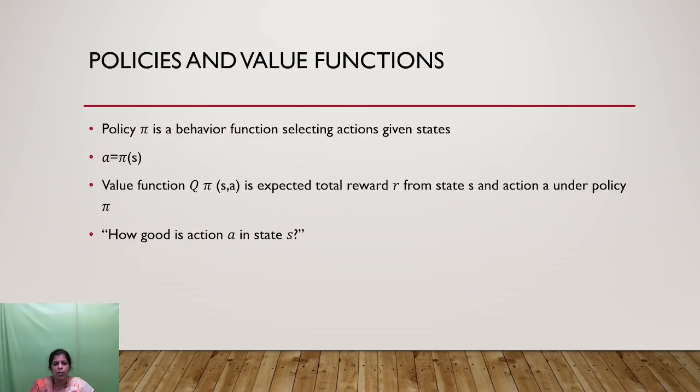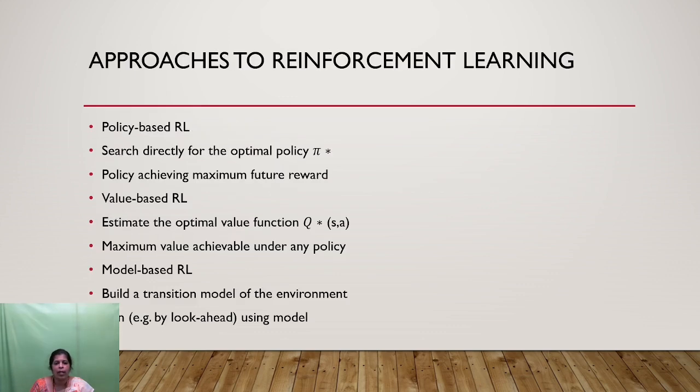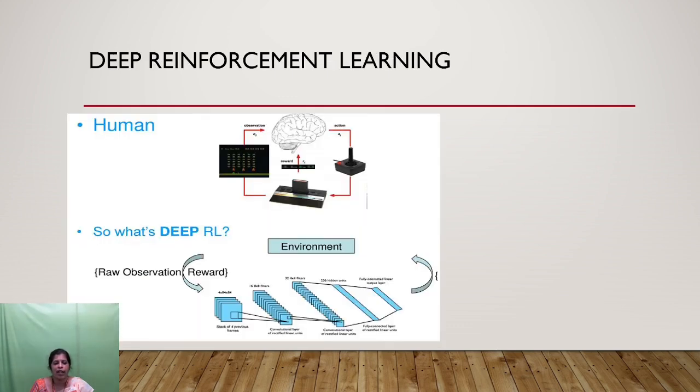Here you make use of policy functions, which select what action is to be taken for a given state. The value function produces the reward: what is the total reward for a particular state, and what is the action to be done under this policy, whether the action is good or not. The approach may be policy based, value based or model based. This is how we use RL with deep learning, just from the raw observation, where it learns from the environment and suitably takes the action.